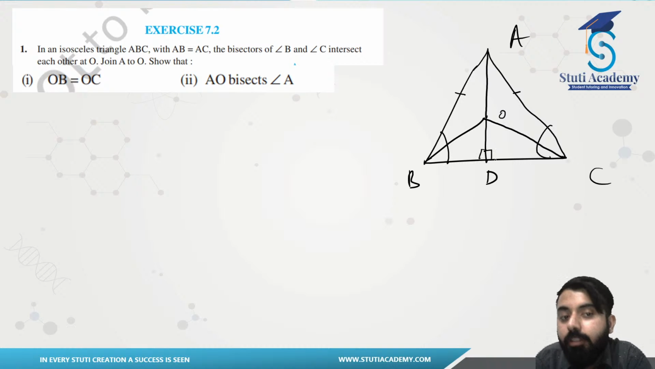Can we assume this as our height? See, isosceles triangle B and C. Yeah, that will be the case. We have to show that OB is equal to OC, right? We have to prove these two. So for this, we have to do what? We have to take these two angles. Now let's start with this.